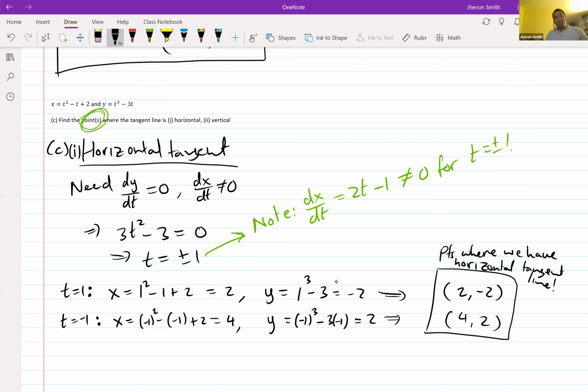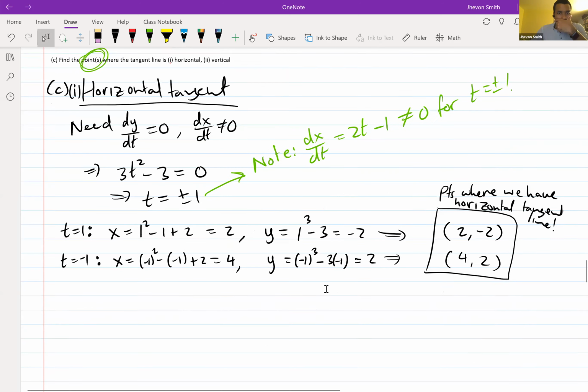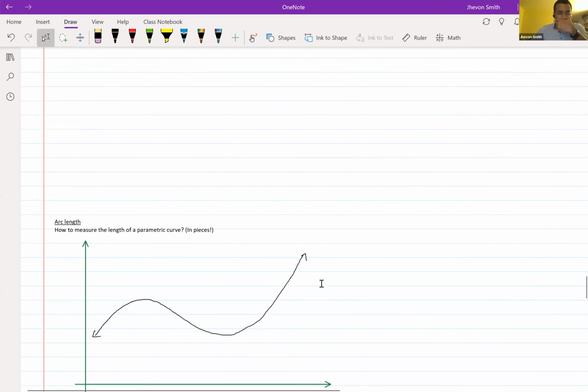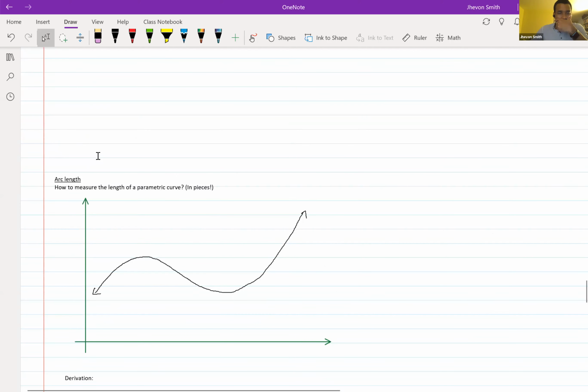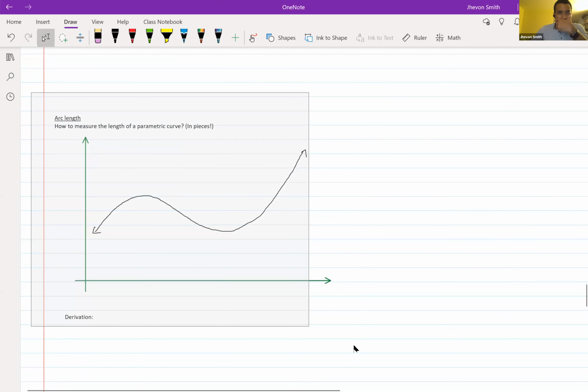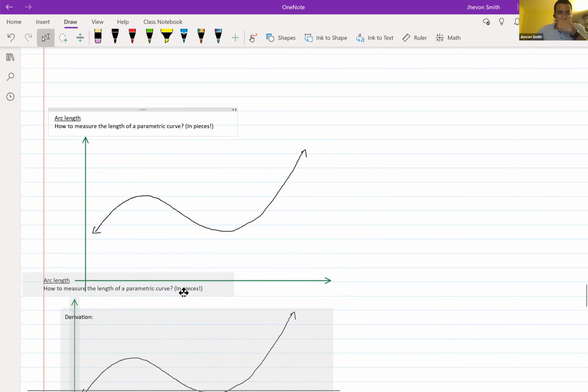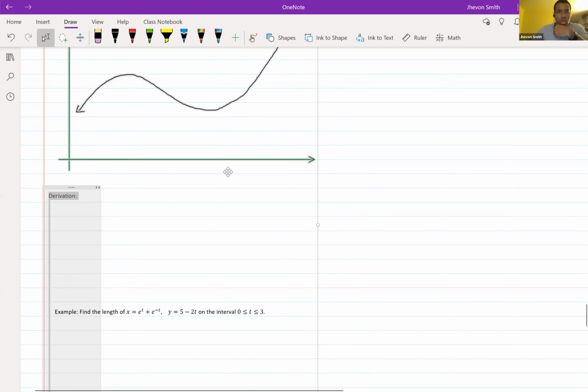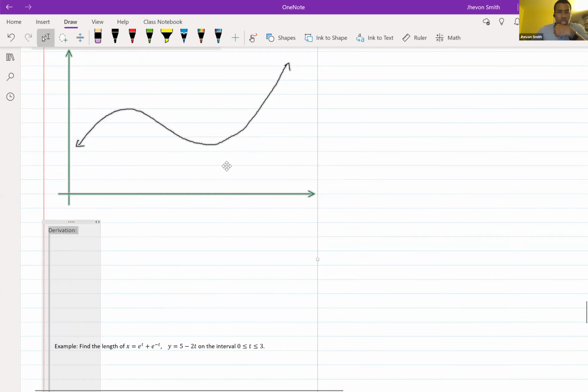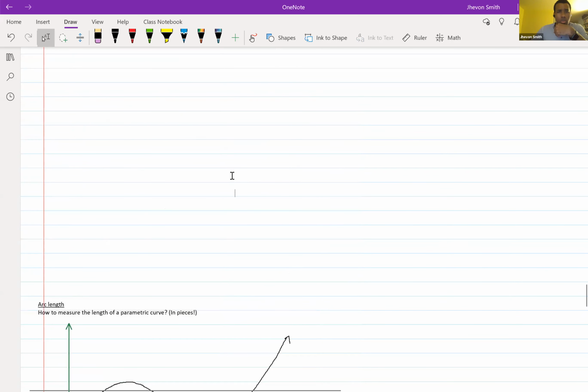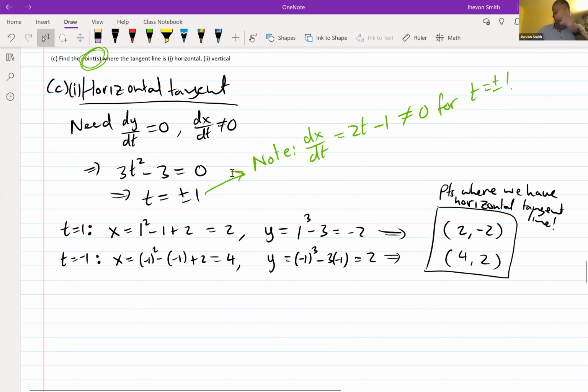So that's it. Moving on to the vertical scenario. Oh, this is something that we're going to do later: arc length, pretty cool stuff. And that's also something for you guys who are missing integrals, because that's going to be an application of integrals.